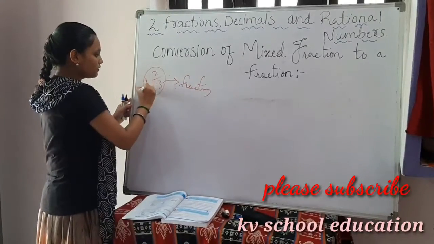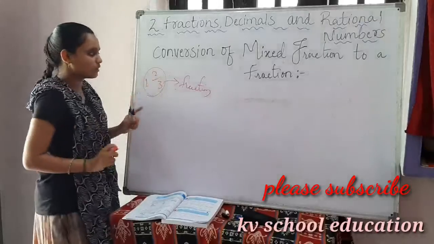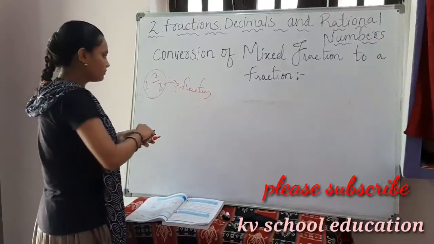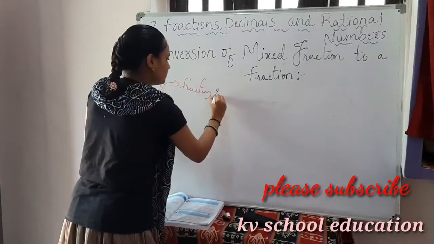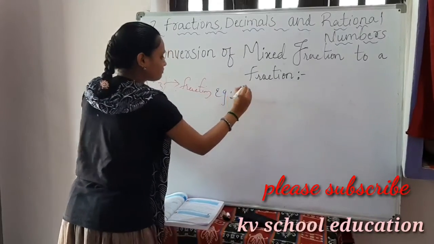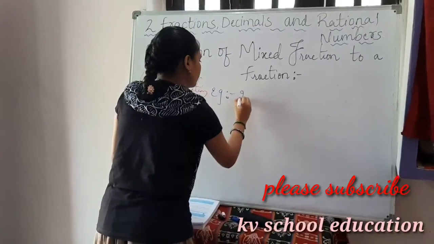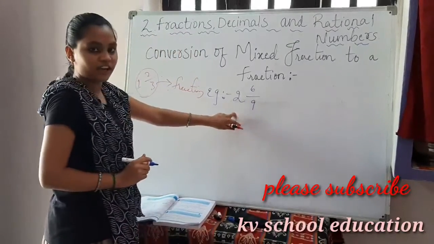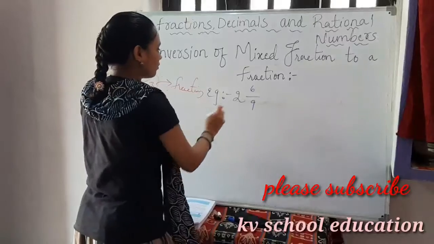So here 1 2 by 3. It is a whole and a fraction. So now we will see how to convert the mixed fraction into a fraction. For example, we will take a problem: 2 6 by 9. It is a mixed fraction. So now we will solve.